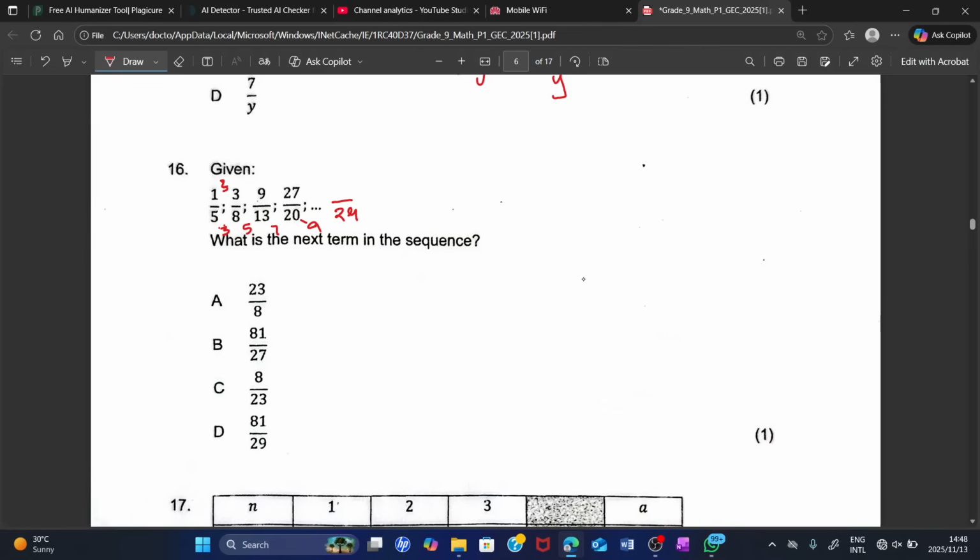Let's multiply 27 by 3. It will be 81. Okay? So the answer is D. That is what we have, because at the numerator is 3 times 1 times 3, 3. 3 times 3, 9. 9 times 3, 27. 27 times 3, 81. That is why we have this. Okay.